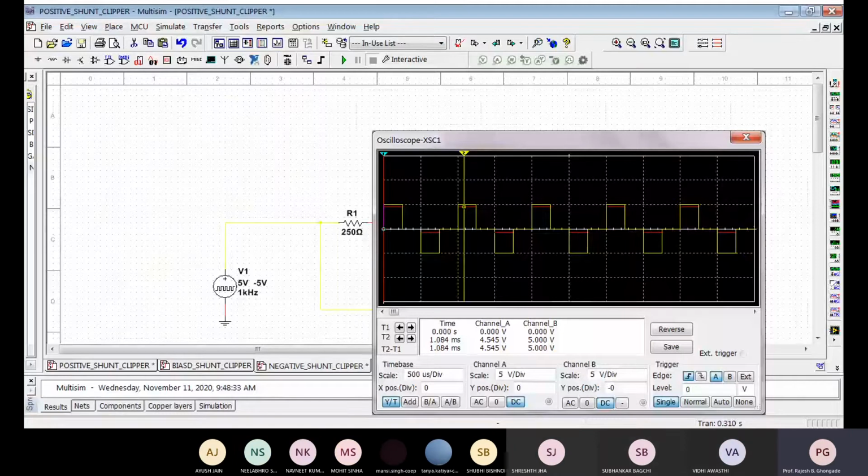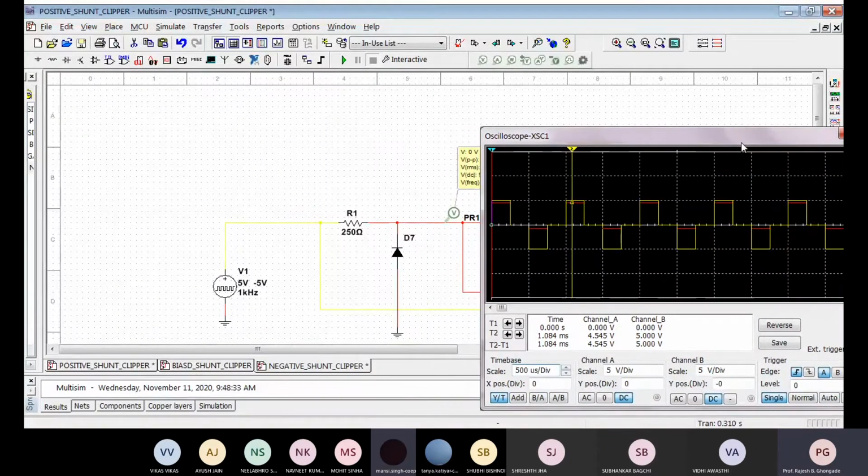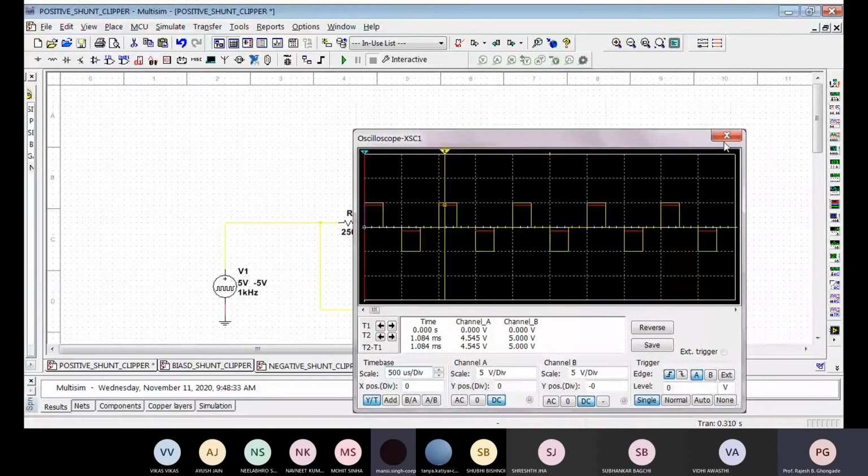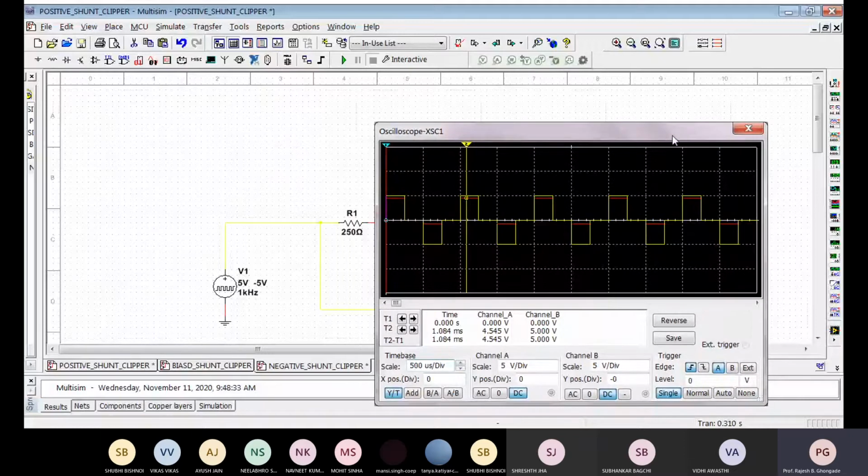Okay, yesterday we were left half the way with the simulation, so I will continue with the simulation. We have already seen the positive series clipper, the negative series clipper, and the positive noise clipper. Now the time is there for us to see the shunt clippers actually working.